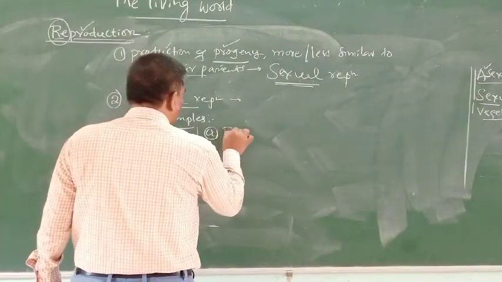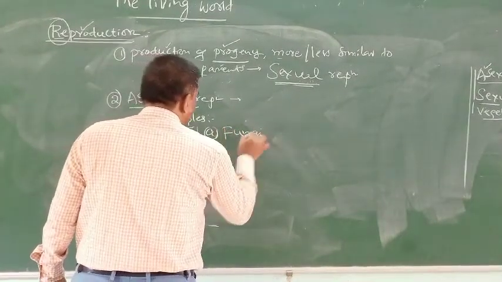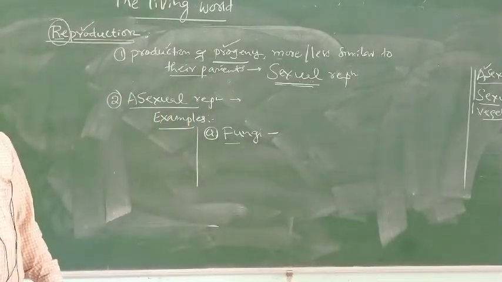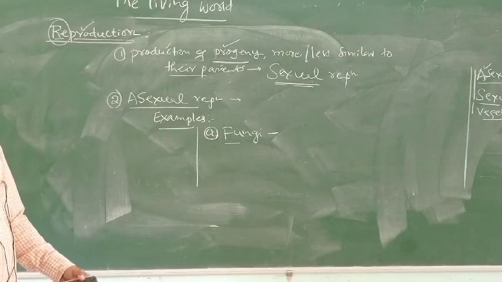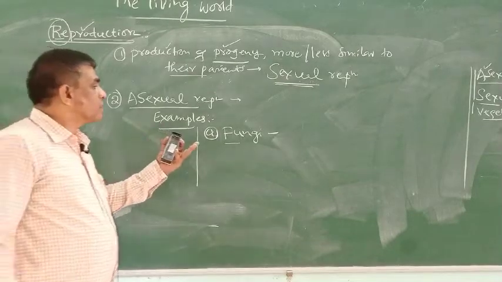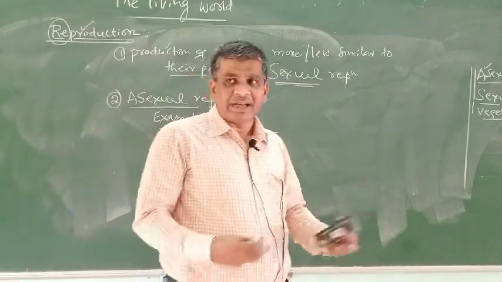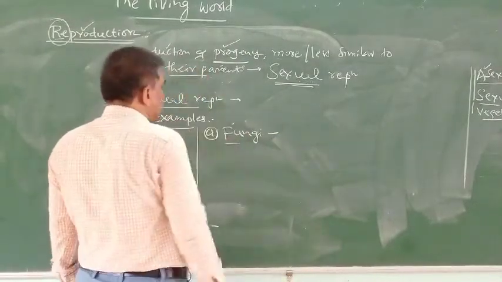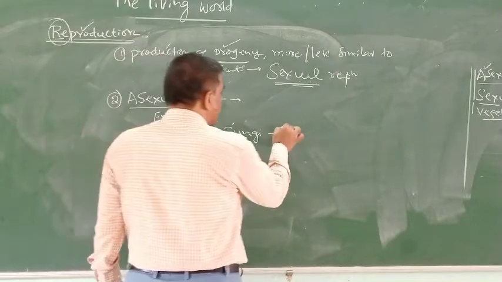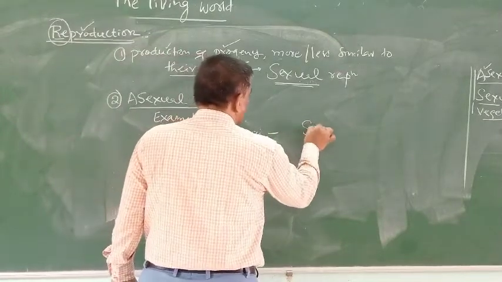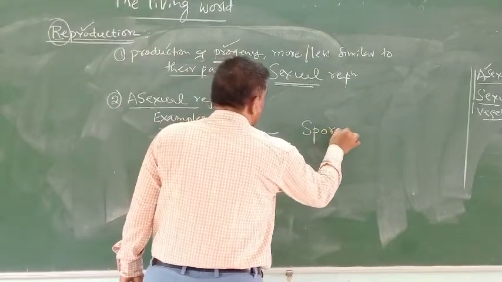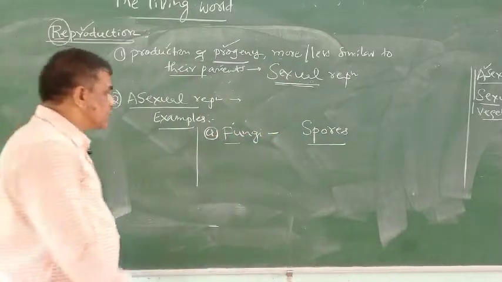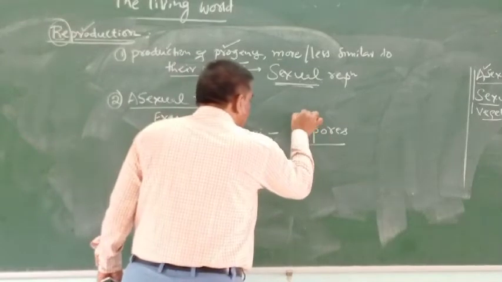Now, in the case of fungi, I think you have heard the word fungi. Fungi is a kind of multicellular organism, and it can reproduce. Every living organism can reproduce. How does fungi reproduce? Fungi reproduces by the asexual method, by the formation of spores. I have written the word here: spores.